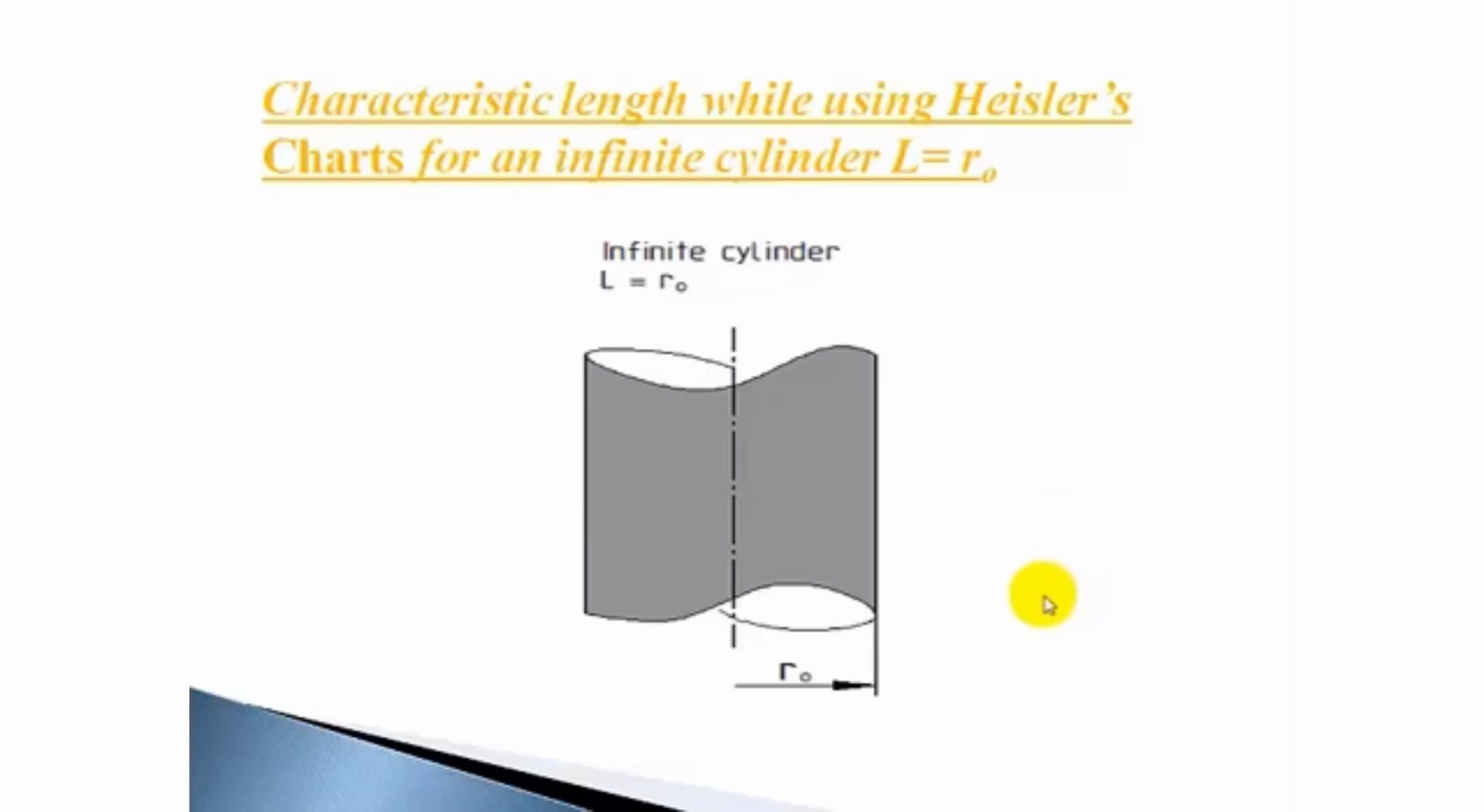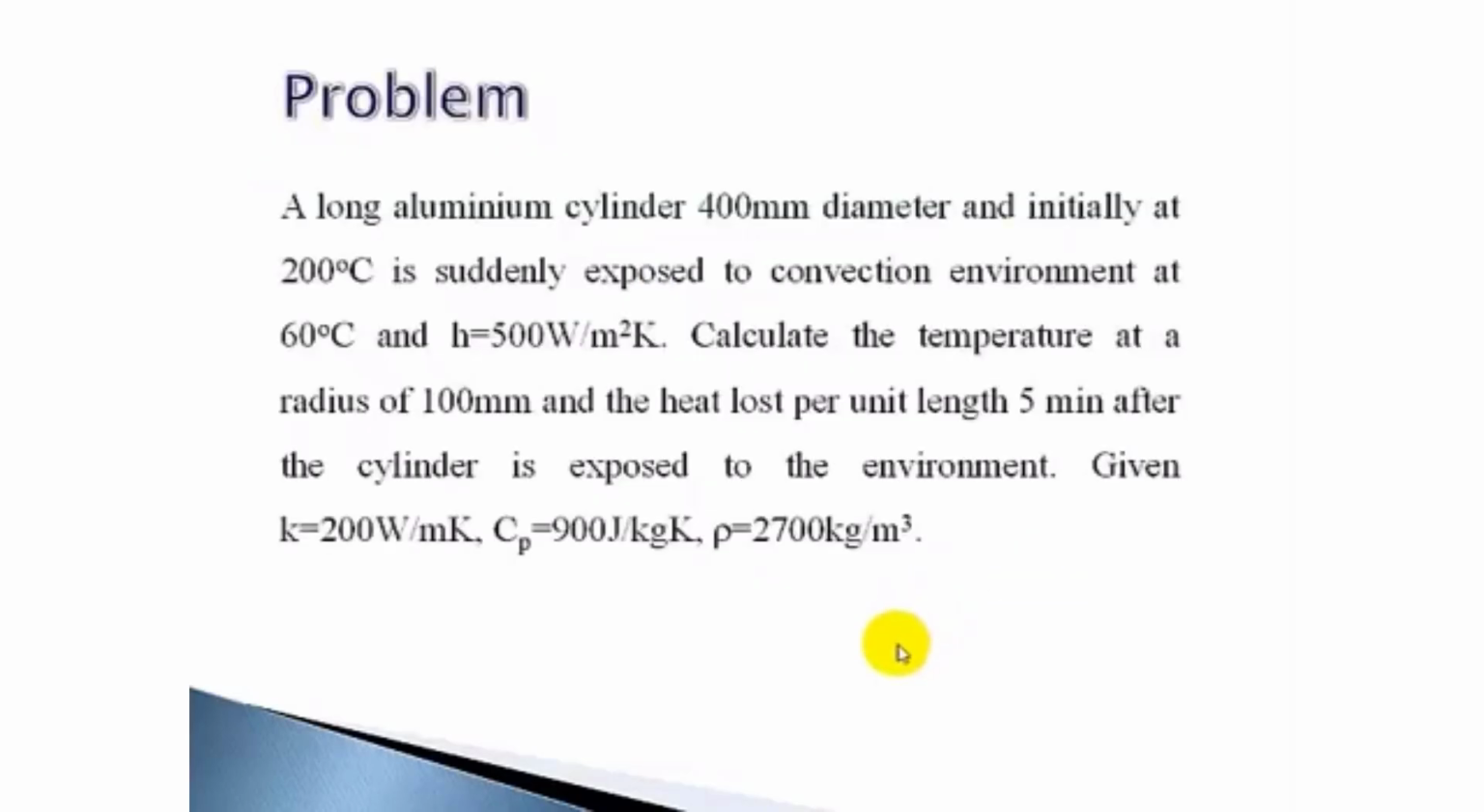The chart reading and everything is similar to the infinite flat plate. Here you need to read the charts for an infinite cylinder, and the characteristic length for the infinite cylinder is the outer radius R. So we will work out an example problem.